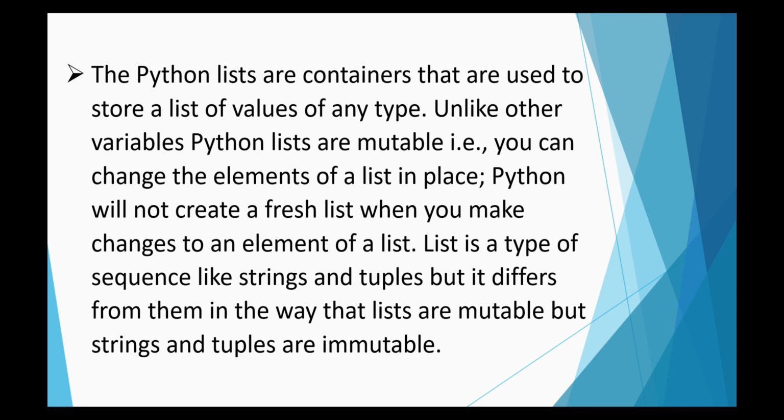Unlike other variables, Python lists are mutable. That is, you can change the elements of a list in place. Python will not create a fresh list when you make changes to an element of a list. A list is a type of sequence like strings and tuples, but it differs from them in that lists are mutable, but strings and tuples are immutable.